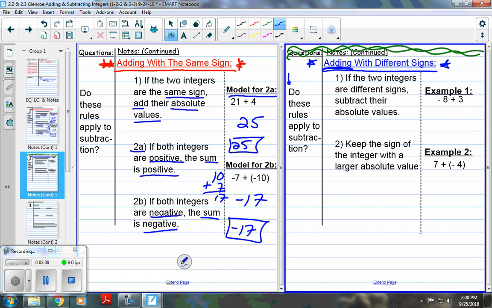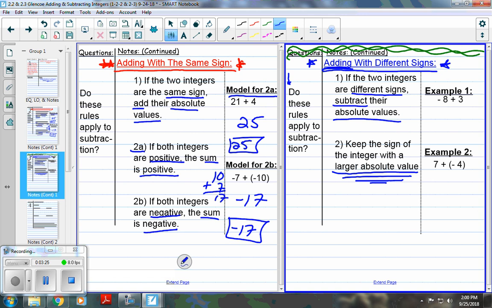Okay, so if 2 integers have different signs, we subtract their absolute values. Remember, that's their distance from 0. And then we figure out which sign to keep by keeping the sign with the larger absolute value. It's all about that larger distance from 0.